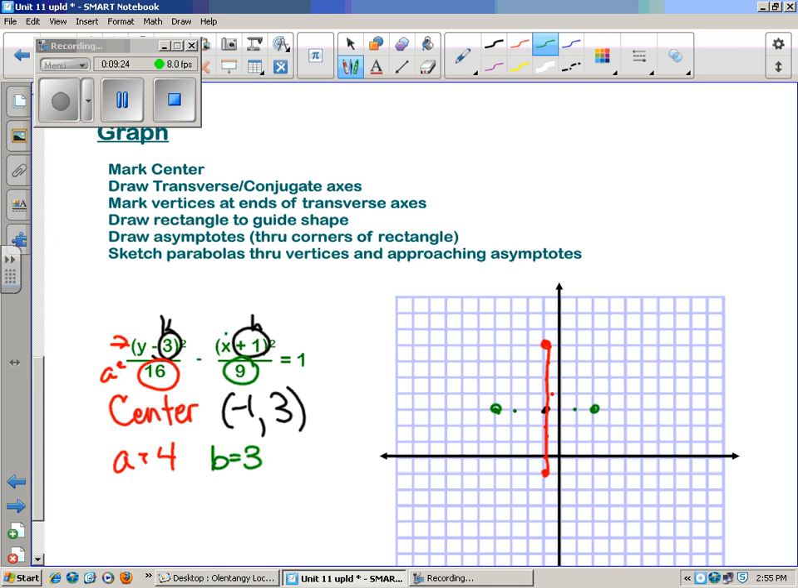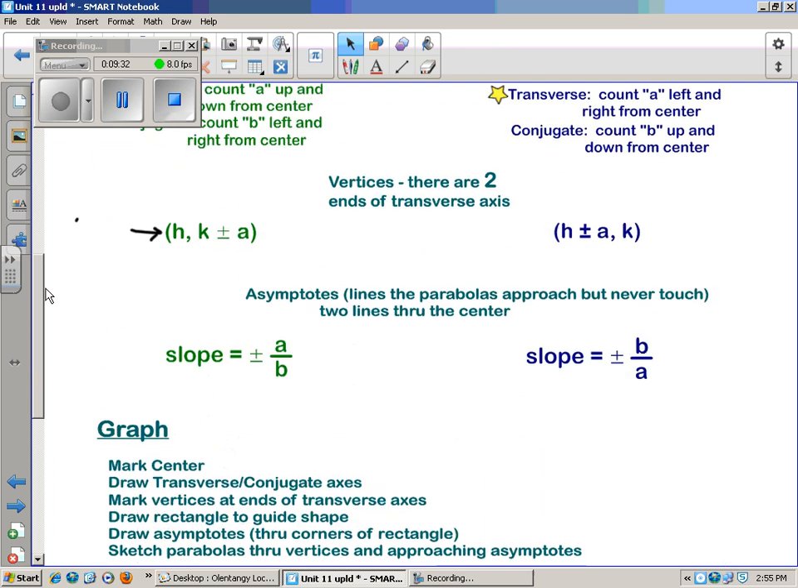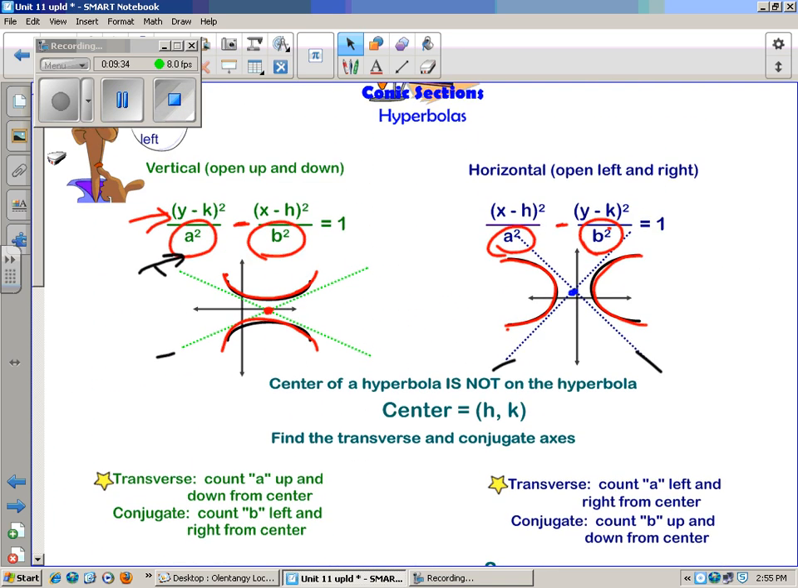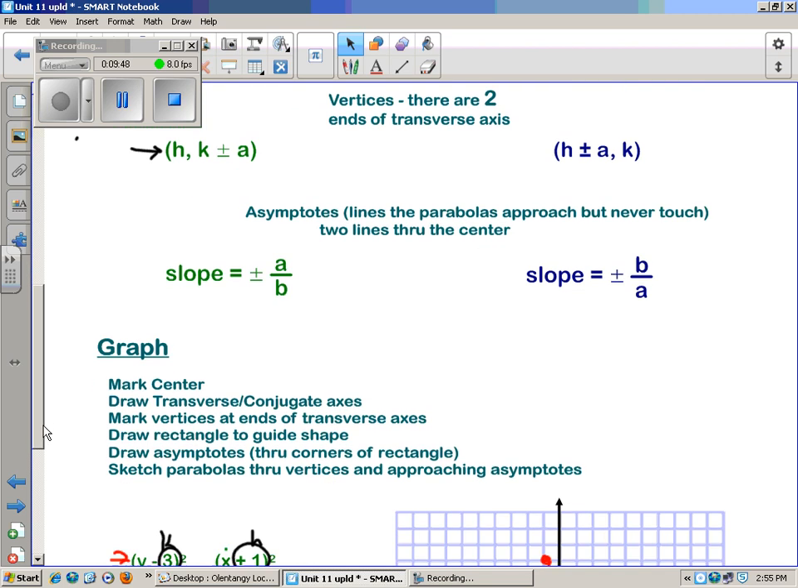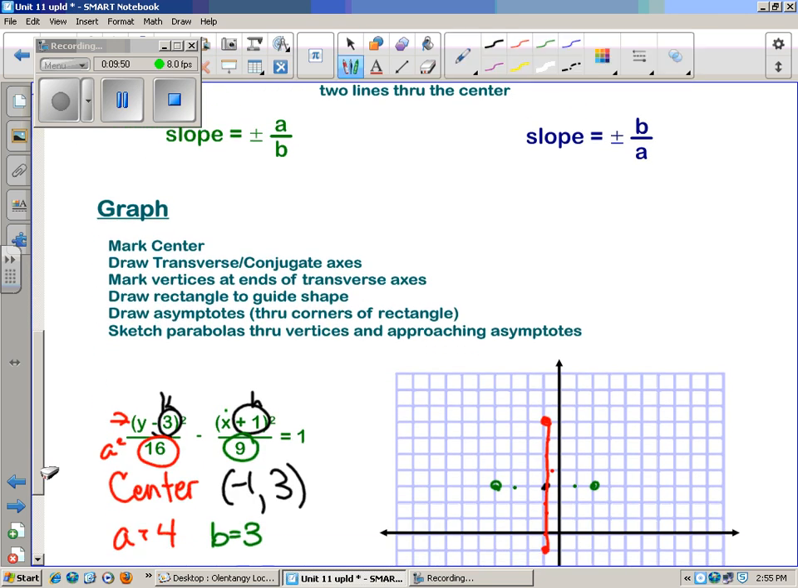Okay, and I can tell because it starts with y that it's going to be a vertical hyperbola, right? Because it starts with y. If it started with x, I know it would be a horizontal hyperbola. All right, so I know it's going to be vertical. Let me just write that to remind us. The way I tell is if it starts with y, it's vertical. If it starts with x, it's horizontal.